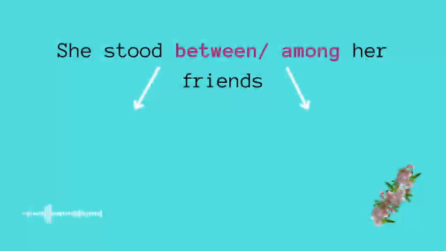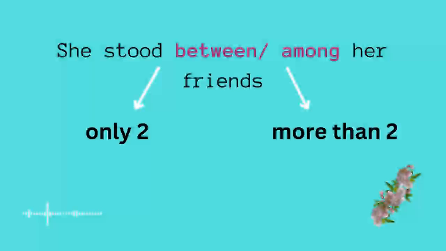Here we have both of the prepositions, between and among. So she stood between her friends and among her friends. What are the differences between the two? If we look at the first part of the sentence, she stood between her friends, so that means we are referring to two particular friends. But if we look at the second part of the sentence, among, if we say she stood among her friends, that means we are referring to more than two friends.